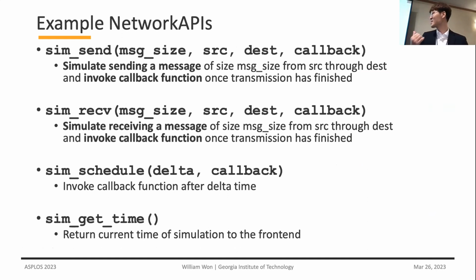For example, sim-send, the first method: the ASTRA-sim frontend requests the network backend to simulate a communication between some specific NPU source and destination with some message size. And when this transmission has finished, the backend invokes the callback function so that the frontend knows this communication is done and can proceed to the next operation.